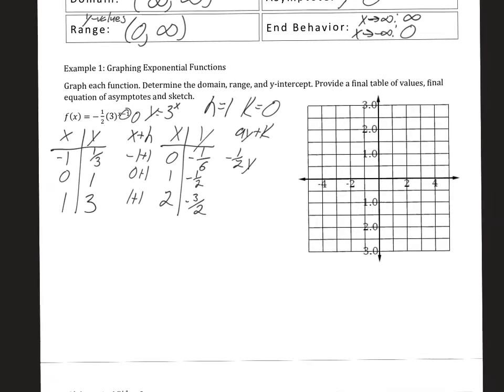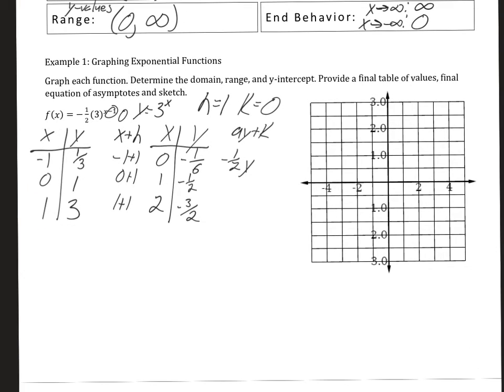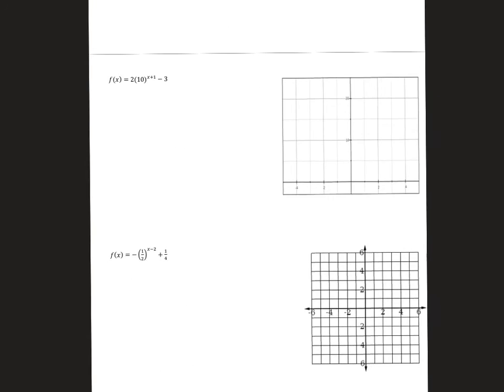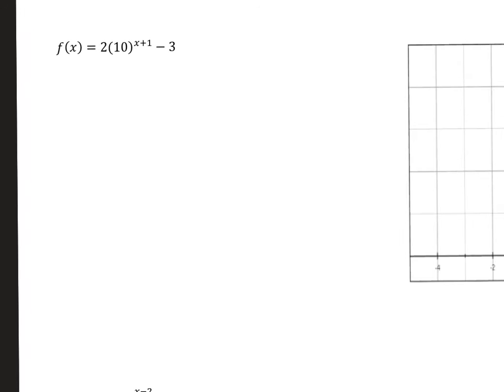Now we can go ahead and graph them. So at 0, I'm going to go down to -1/6. I don't know, it's somewhere right around there. At 1, we're going down to -1/2. So that's right there. And at 2, we're going down to -3/2. So 1/2, 2/2, 3/2. Okay, so I'm going to draw a line that goes through all of that. Perfect. Okay, so let's go to the next problem.